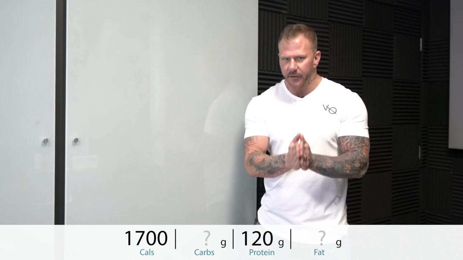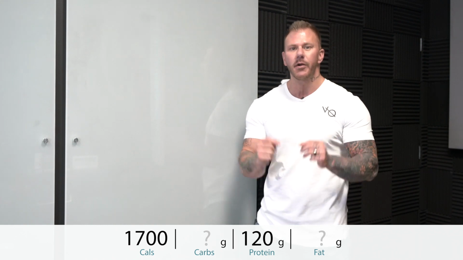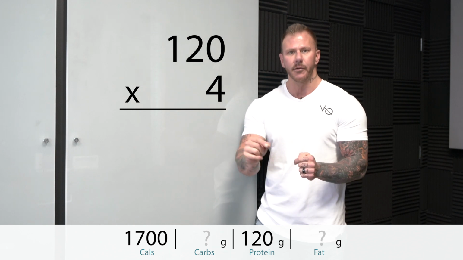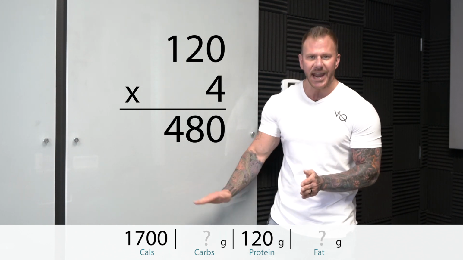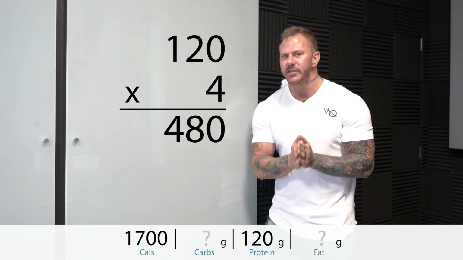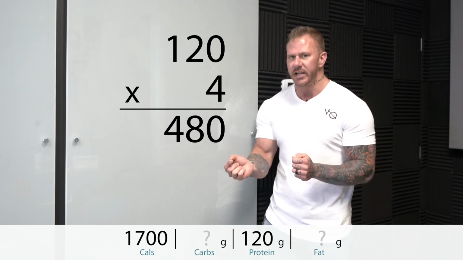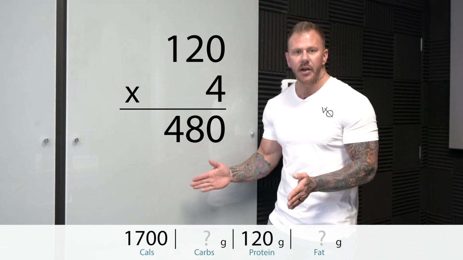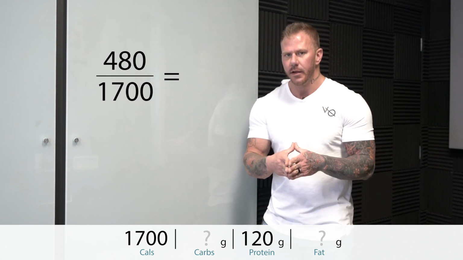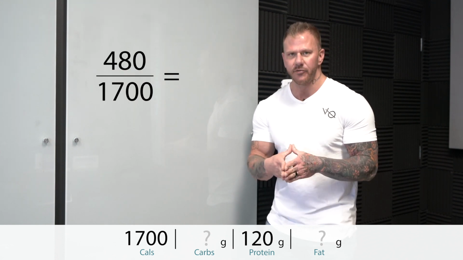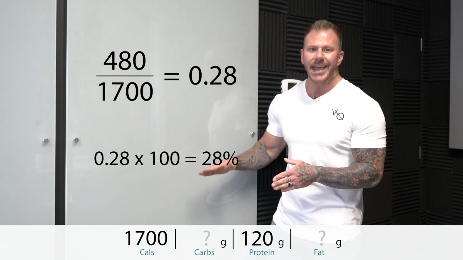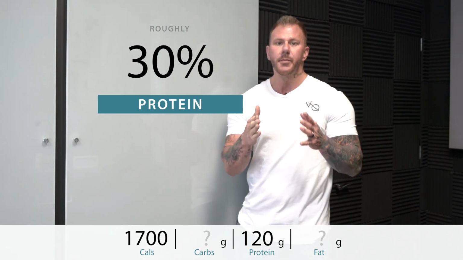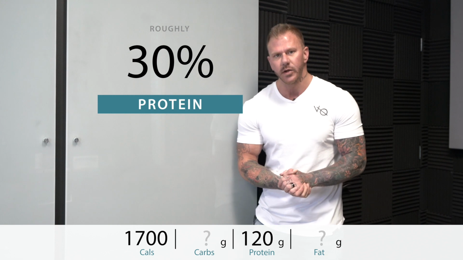So remember, fat carries 9 calories per gram, but carbs and protein both carry 4 calories per gram. So now we take that and times it by 4 calories per gram. We end up with 480. So we have 480 of those calories coming from protein. So now what percentage is that of 1,700? You're going to take 480 and divide it by 1,700. What number do we get? 28% of your calories. Let's round that, let's say around 30%. So roughly about 30% of your calories are coming from protein, according to this equation.